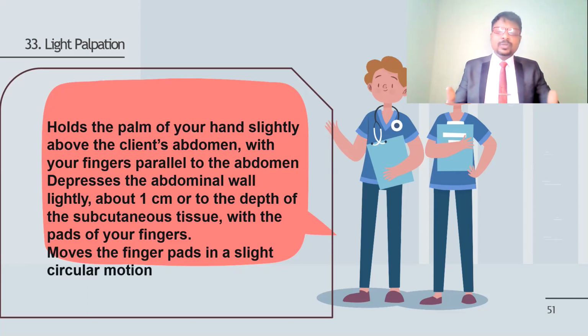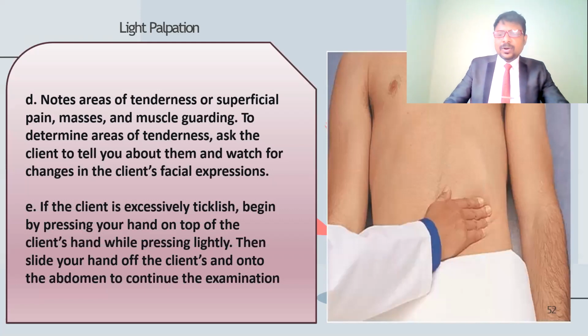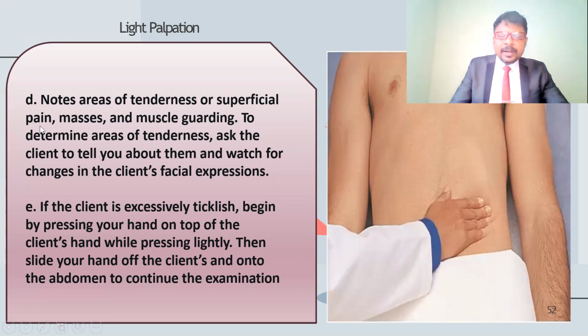and we have to do this in all the areas of the 4 quadrants: the upper right quadrant, the lower right quadrant, the upper left and the lower left. All 4 quadrants we have to apply pressure throughout. Note any areas of tenderness, superficial pain, masses or any muscle guarding.